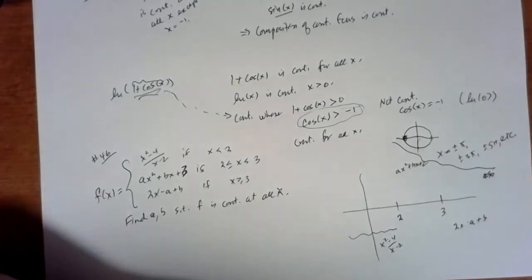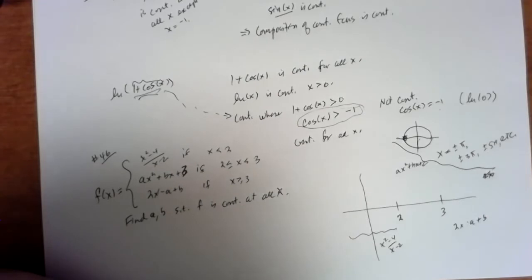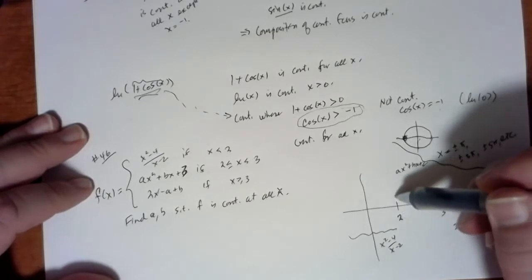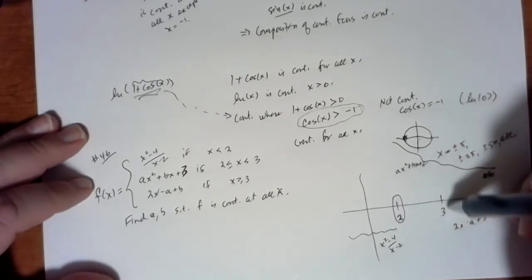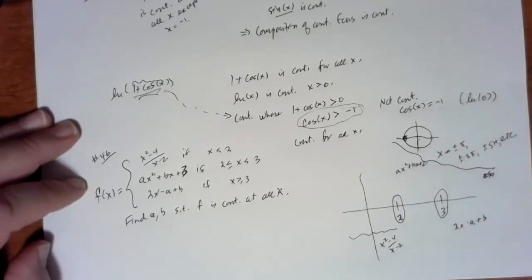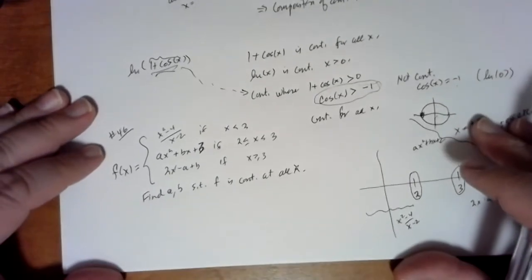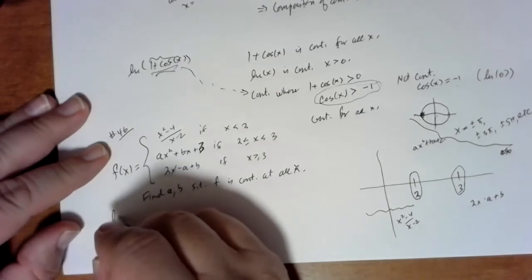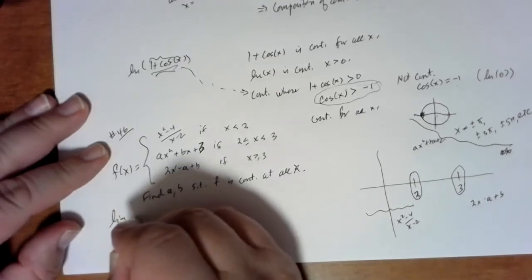Now, how do I solve this? I was getting carried away there. Well, the points that we have to be concerned about are points x equals 2 and x equals 3. So we just go right through the definition. Let's take a look at the point x equals 2. Does the limit as x approaches 2 of f of x exist?